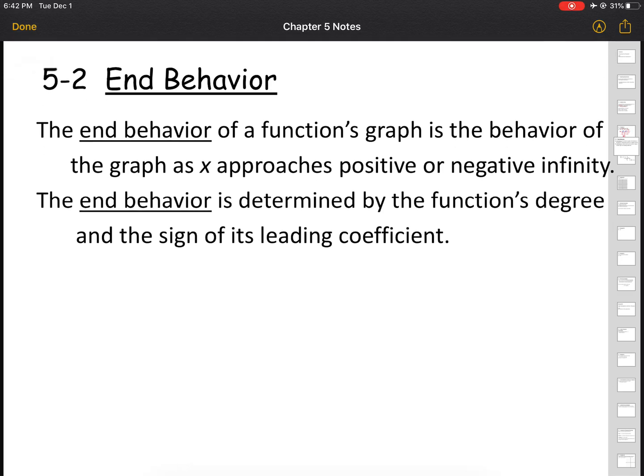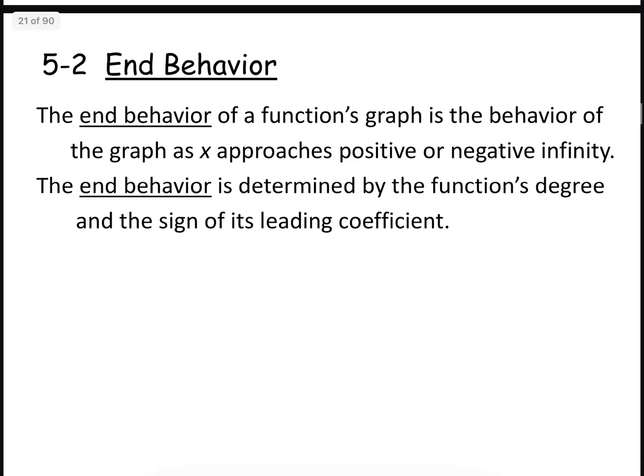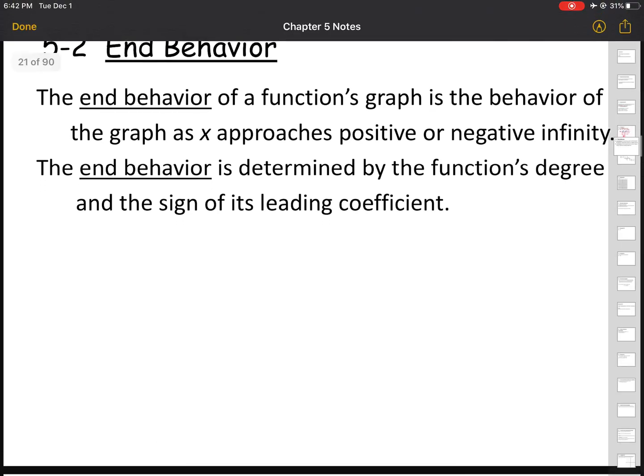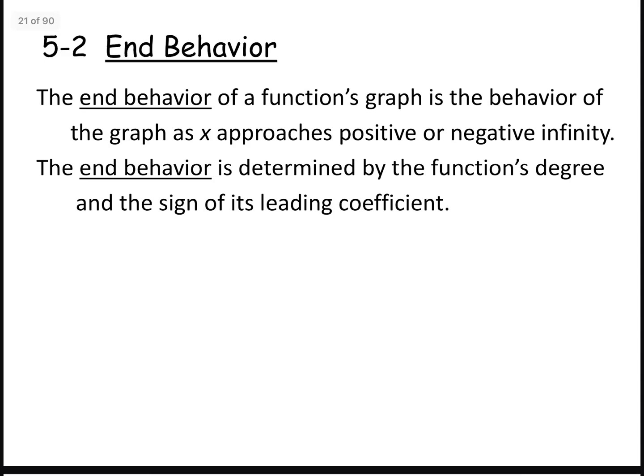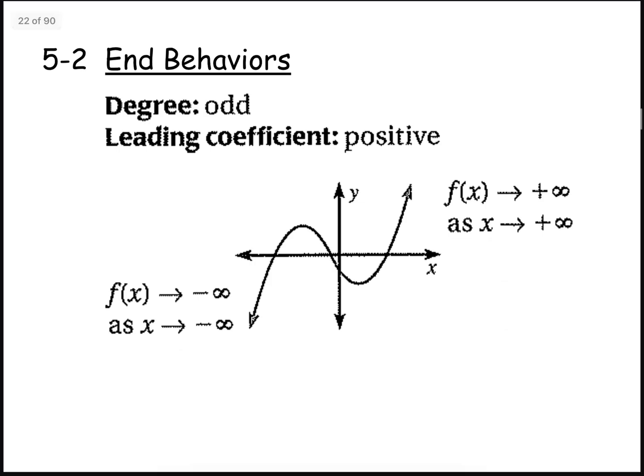Also in this section is being able to graph polynomial functions. Okay, so we're going to get to the graphing side. And when we go to graph polynomial functions, we need to pay close attention to the function's end behavior. The end behavior of a function's graph is the behavior of the graph as x approaches positive or negative infinity. The end behavior is determined by the function's degree and the sign of its leading coefficient. So we have 4 different kinds here.